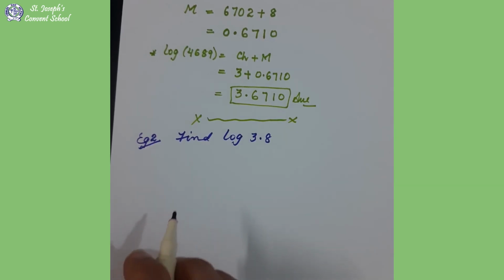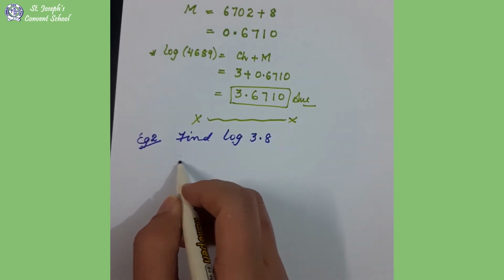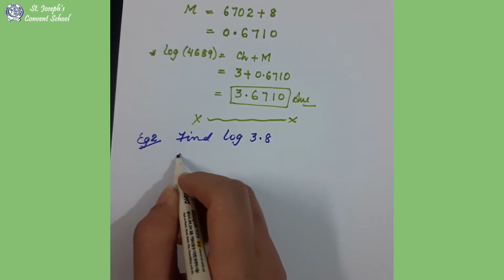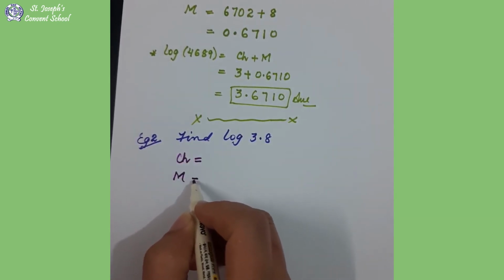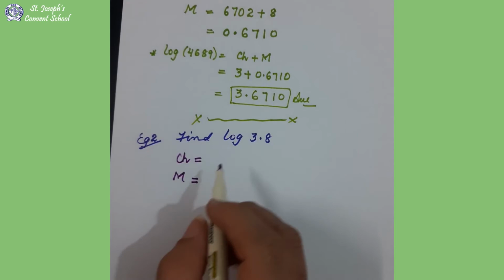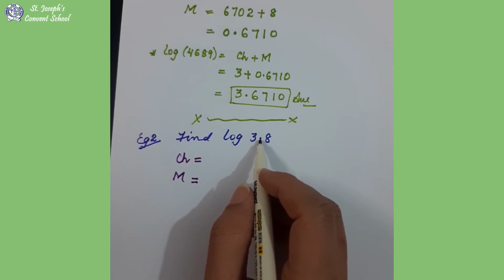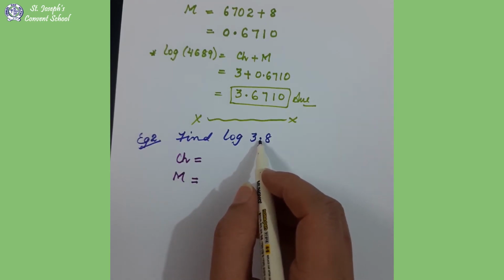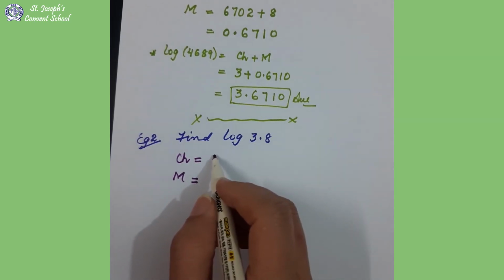Now the next example is find log 3.8. In the same way, we'll find the characteristic, then we'll find the mantissa, and in the end we will add. For the characteristic, shift the decimal after the first non-zero digit, and in this case the first digit is 3, so you have to shift the decimal after 3. You can see the decimal is already after the first digit, so no need to shift it. If you are not shifting the decimal, it means the characteristic is 0.